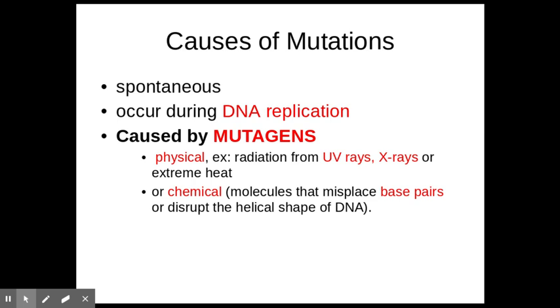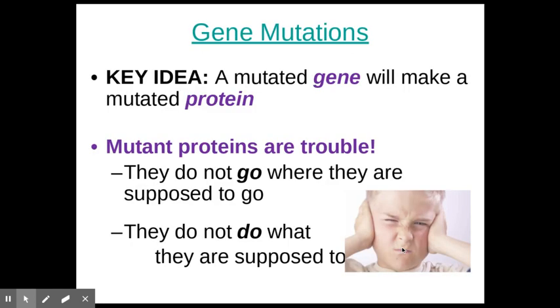They can be physical, like radiation from UV rays, X-rays, or extreme heat, or they can be chemical, where molecules misplace the base pair and so disrupt the helical shape of the DNA. They can be environmental. Cigarette smoking can be a chemical that would change it. PCBs would be another one that could change it. So those would all be forms of mutagens.